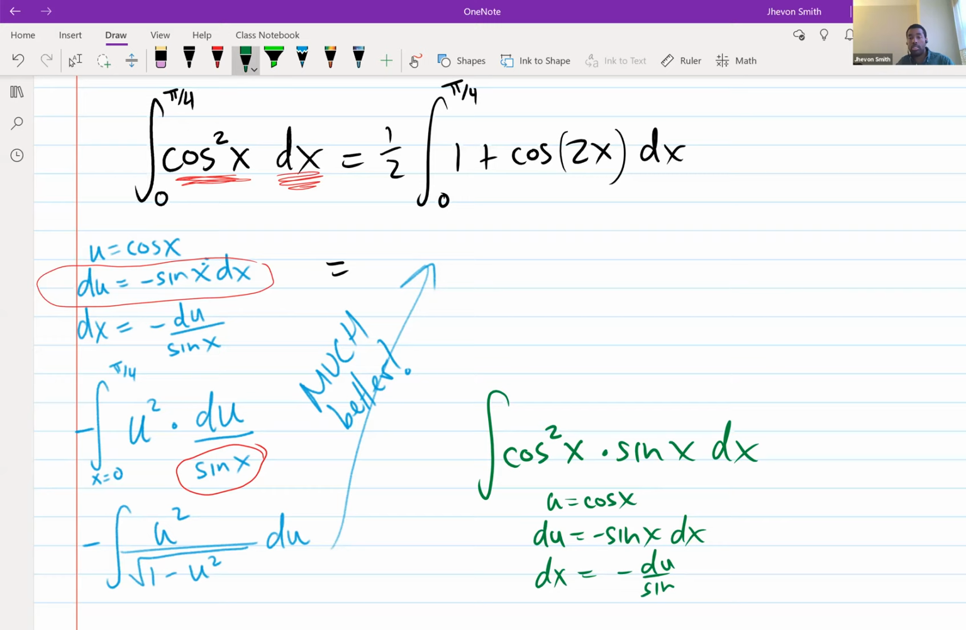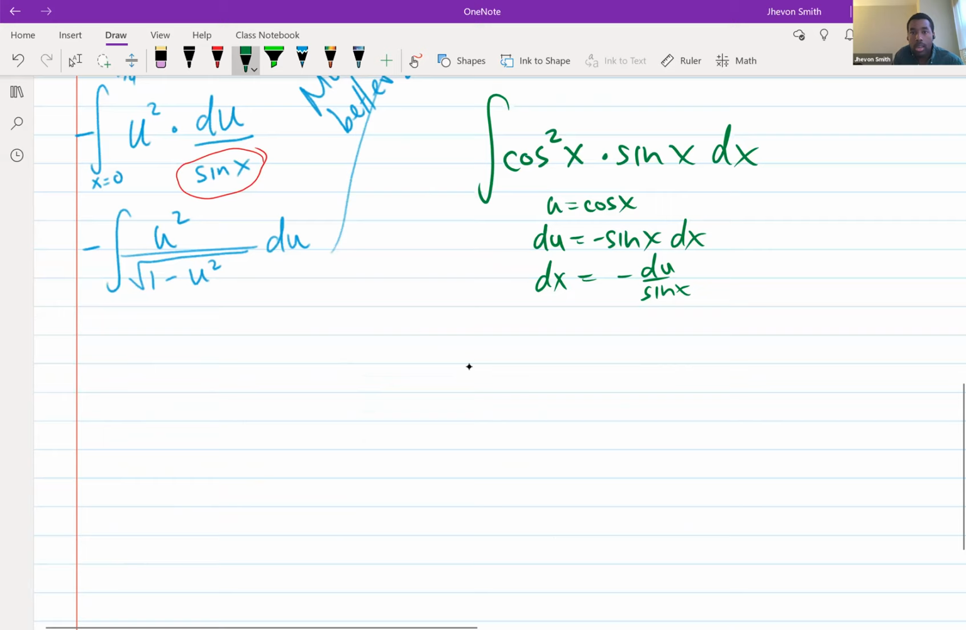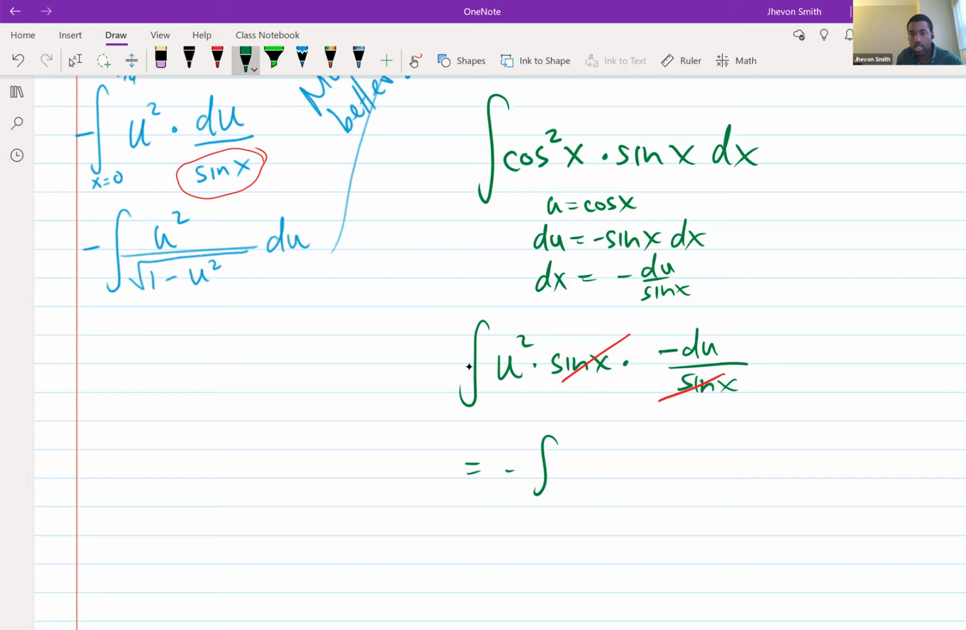And so when I go in and I plug that in, the cosine of x becomes u, that's a u squared, the sine of x hangs around, and my dx becomes minus du over sine x. But hey, it's really convenient to have the sine x here because those guys cancel. And so now this integral just becomes minus the integral of u squared du. And that's easy. That's what we can do.